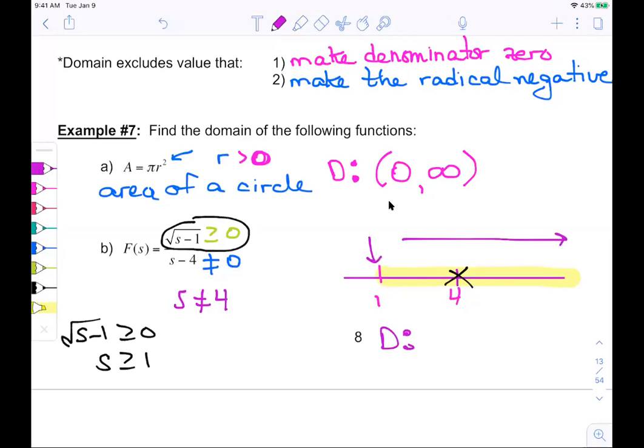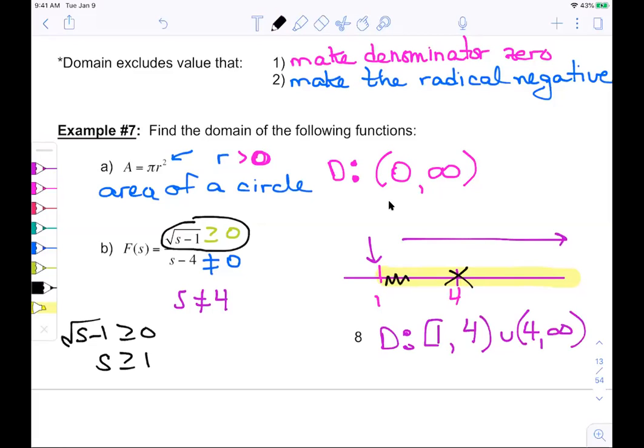Would you do 1 in brackets, comma 4 in parentheses, and then in union with 4 comma infinity in parentheses. Nice job, Jenny. Why'd you think that? Because it's allowed to be any number greater than 1, but it has to stop at 4. So you have to stop the values at 4 and then start it again to go all the way up.